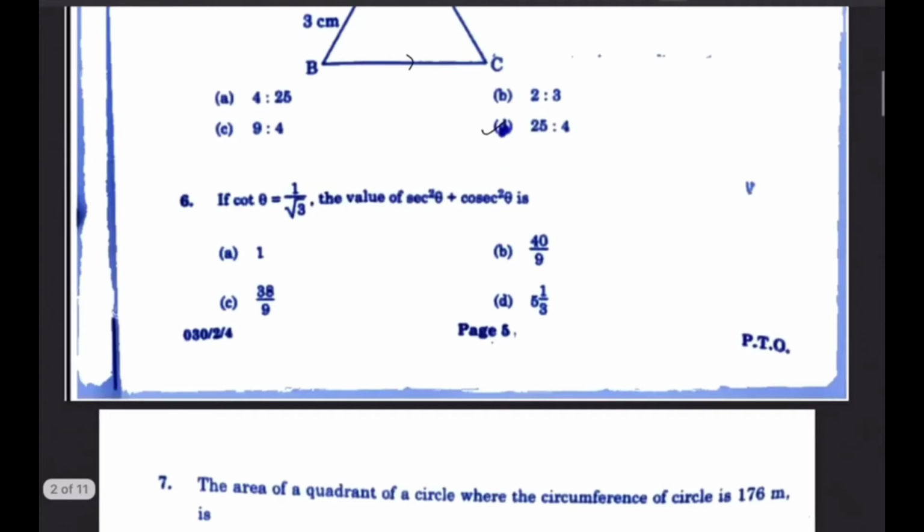Here we are. Okay. So cot theta is 1 by root 3. What is sec square theta plus cosec square theta? There are many ways to do this, but cot theta is 1 by root 3, so tan theta is root 3. So basically we are looking at theta equal to 60 degrees. Sec square theta becomes 2, and cosec square theta becomes what? So sine 60 degree is root 3 by 2, so that gives you 2 by root 3, so that is 4 by 3.